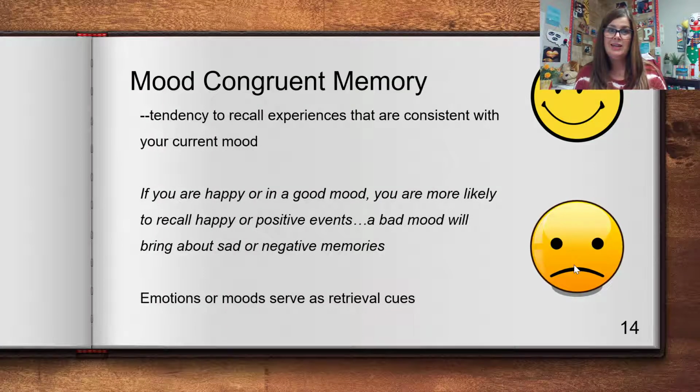Mood congruent memory is the tendency to recall experiences that are consistent with your current mood. So when you are feeling good, and you're happy, you're in a good mood, what kind of memories will you remember? You're going to remember happy memories, positive memories. And the same will go for being in a sad mood. If you're in a sad mood, it's much easier to focus on the negative parts of your life. So your emotions and your moods can serve as retrieval cues.